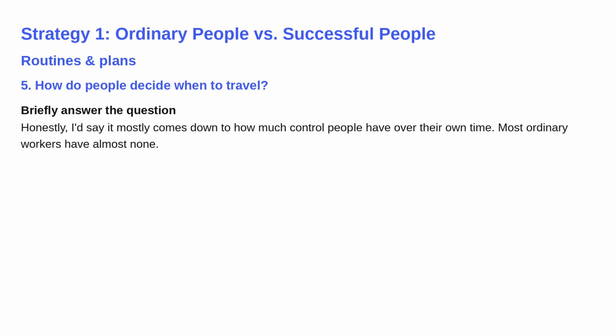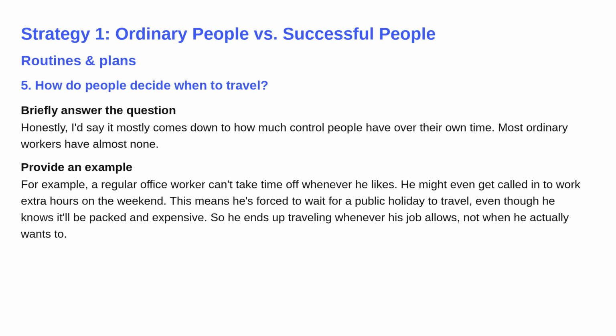How do people decide when to travel? Honestly, I'd say it mostly comes down to how much control people have over their own time. Most ordinary workers have almost none. For example, a regular office worker can't take time off whenever he likes. He might even get called in to work extra hours on the weekend. This means he's forced to wait for a public holiday to travel, even though he knows it'll be packed and expensive. So he ends up traveling whenever his job allows, not when he actually wants to.